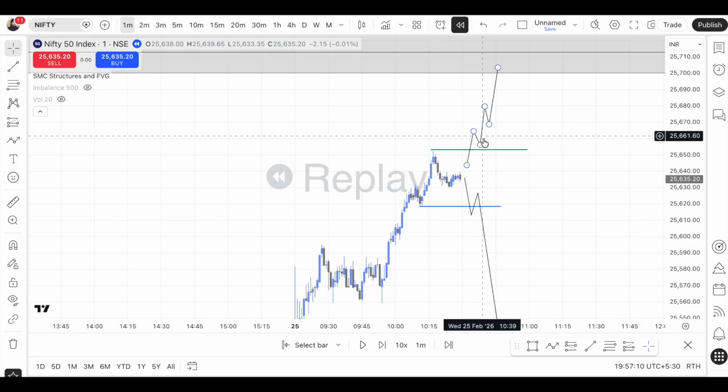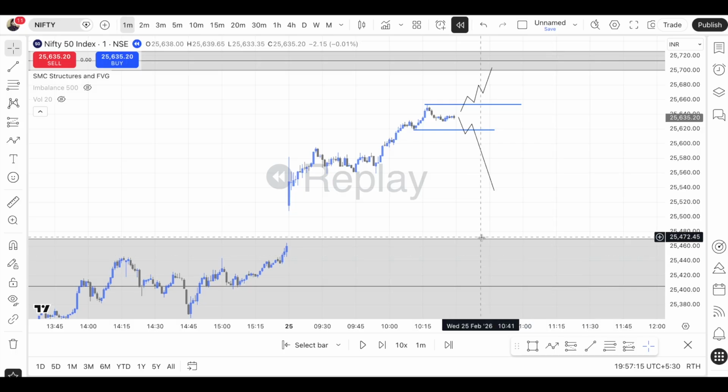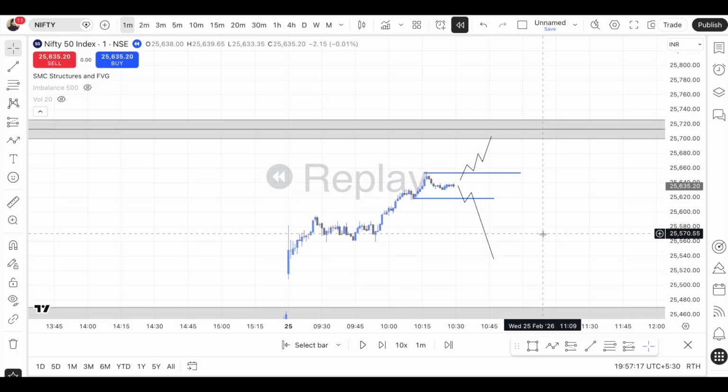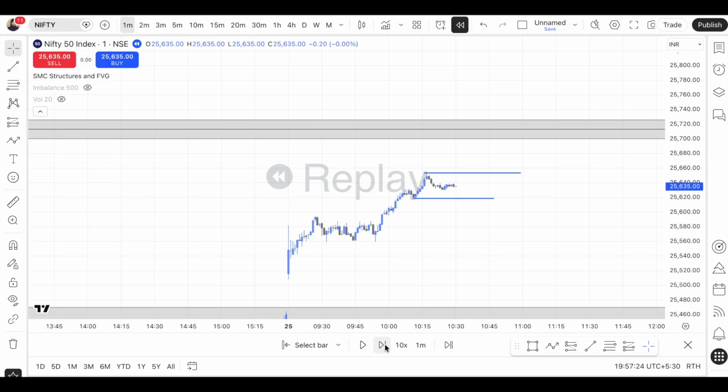I'm not interested to take the market higher. I wanted the market to come back to a demand. The demand which we have is a gap which we have marked as part of earlier price action. All right, so let's allow the market to play forward a little bit and see how the market reacted.